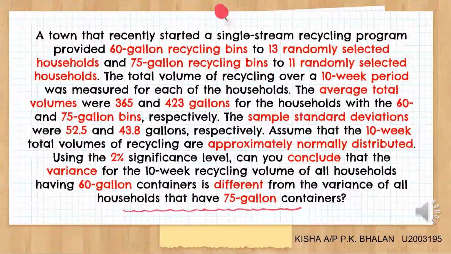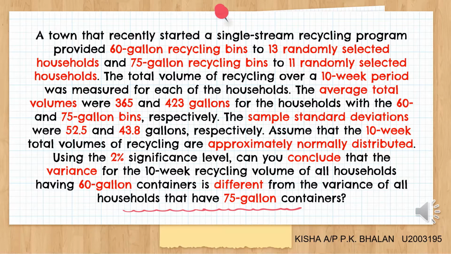A town recently started a single-stream recycling program. It provided 60-gallon recycling bins to 13 randomly selected households and 75-gallon recycling bins to 11 randomly selected households. The total volume of recycling over a 10-week period was measured for each of the households. The average total volumes were 365 and 423 gallons for the households with the 60 and 75-gallon bins, respectively. The sample standard deviations were 52.5 and 43.8 gallons, respectively. Assume that the 10-week total volumes of recycling are approximately normally distributed.